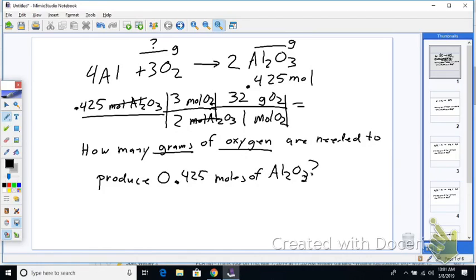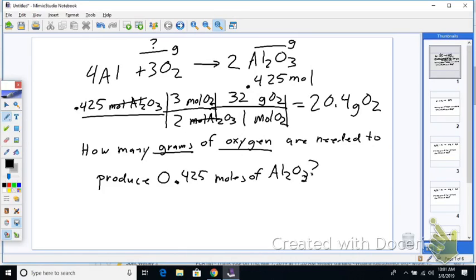Now, I want you guys to plug this in your calculator because we still have students plugging numbers in wrong on their calculator and they'll get a wrong answer. The answer for this is 20.4 grams of O2. That's how many grams of oxygen you have to have to be able to produce 0.425 moles. You have to have at least that amount.